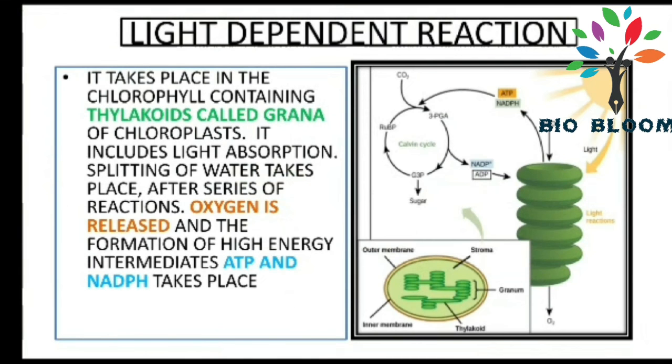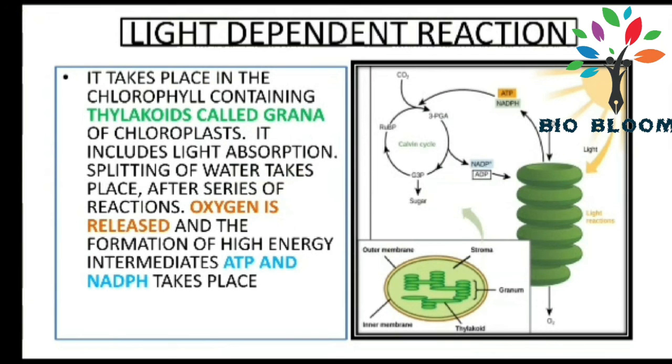Here you see piled up thylakoids are there. They are called grana. The light dependent reaction takes place in the chlorophyll containing thylakoids, and so they are called grana, and it includes three functions: light absorption, splitting of water, and after a series of reactions oxygen is released and formation of high energy intermediates like ATP and NADPH takes place.